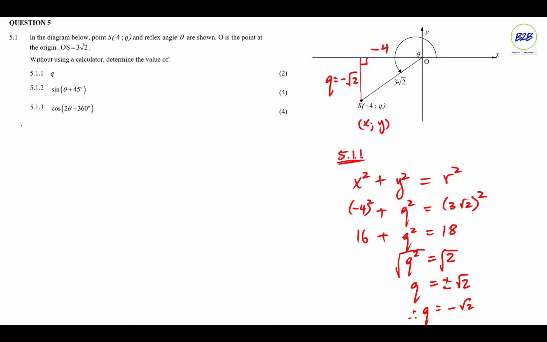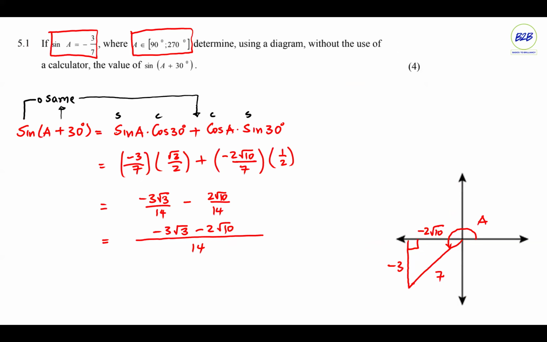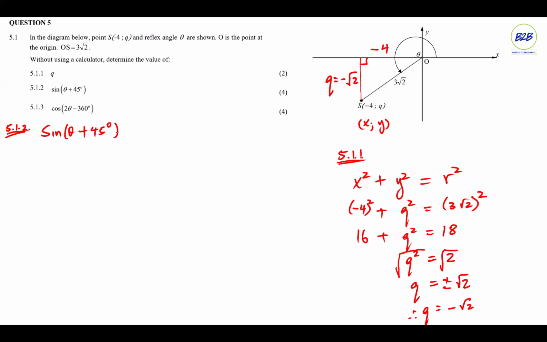And then moving right along into 5.1.2, which is sine of theta plus 45 degrees. This question is very similar to the previous one where we were working with sine of A plus theta. Just in case you didn't get that, this is an opportunity to master it for the second time.